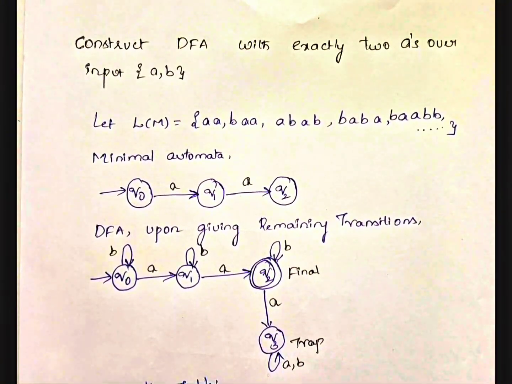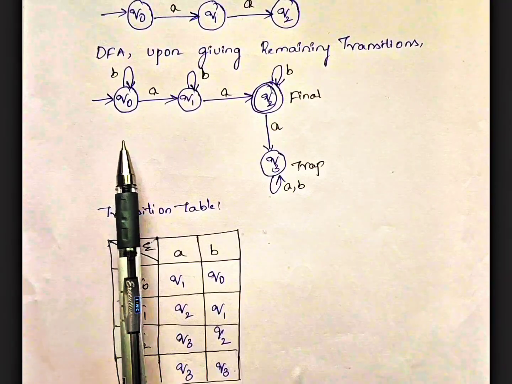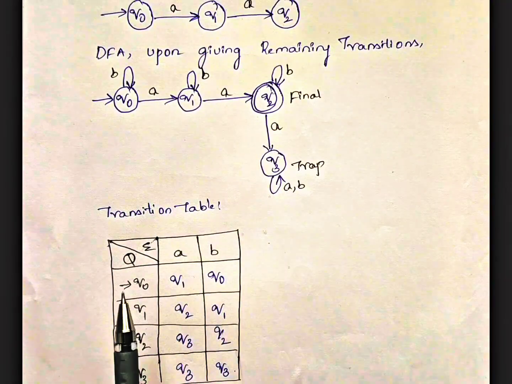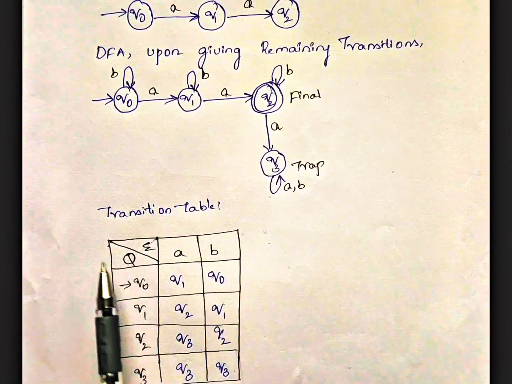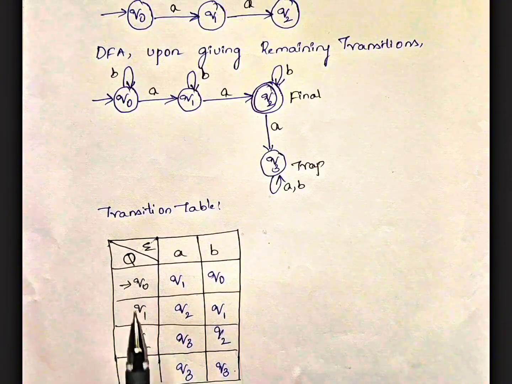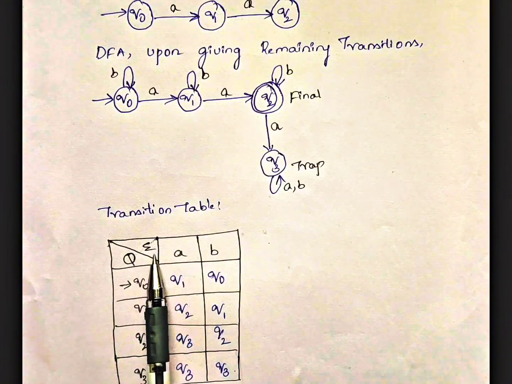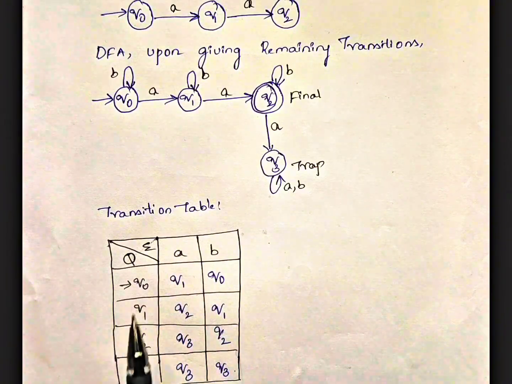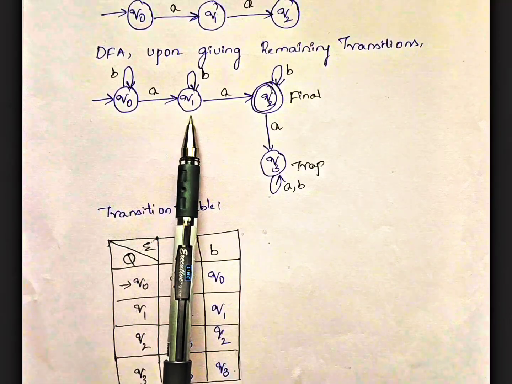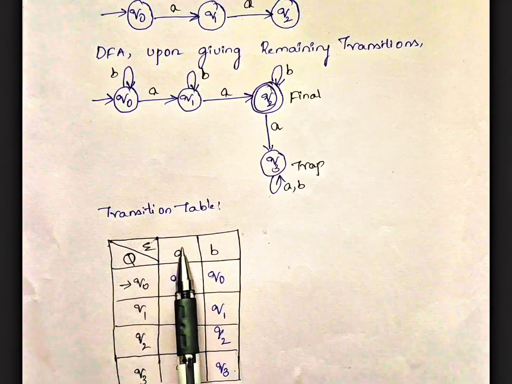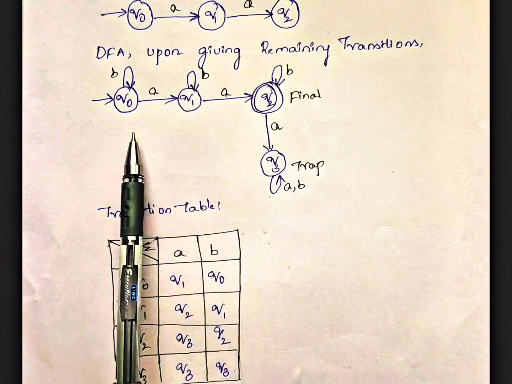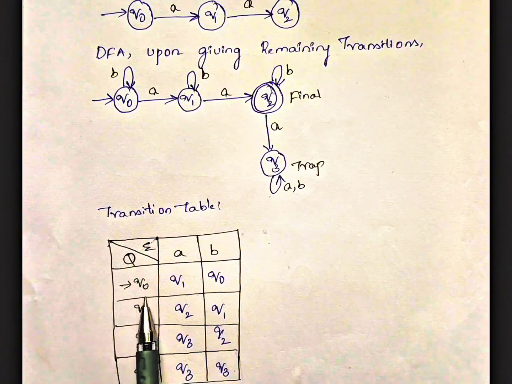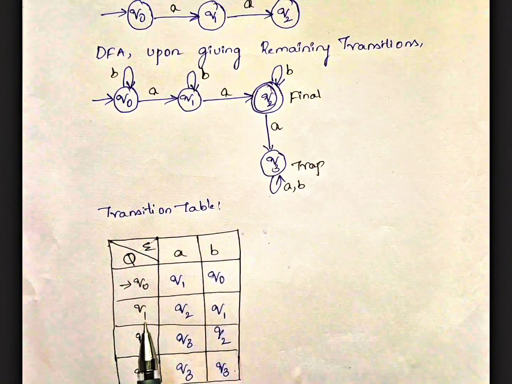Based upon the transition diagram, we can generate the transition table. From the transition diagram of a DFA, we can generate the transition table. In the transition table, we consider the set of states and input alphabet as rows and columns. So here Q0 on A is moving to Q1, so Q0 on A is entered as Q1. Q0 on B is moving to Q0, so Q0 on B is entered as Q0.